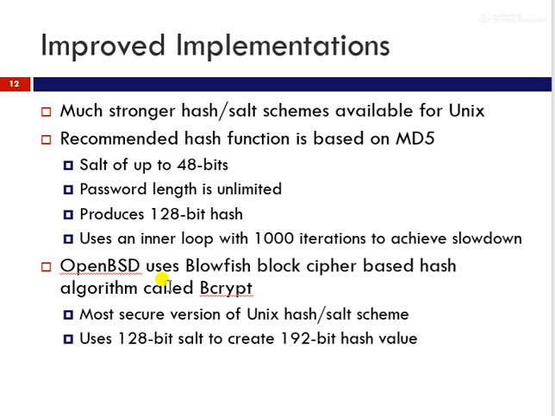The OpenBSD version of Unix uses a Blowfish block cipher based hash algorithm called bcrypt. Like the original scheme was crypt3, OpenBSD uses the bcrypt algorithm to calculate the hash code, and it is considered to be the most secure version of the Unix hash and salt scheme, where it uses a salt value up to 128 bits. Our salt length is 128 bits, and it creates a 192 bit hash value or hash code.